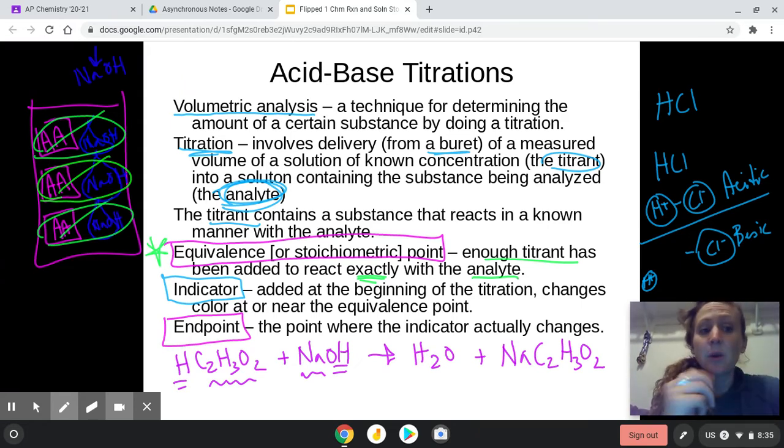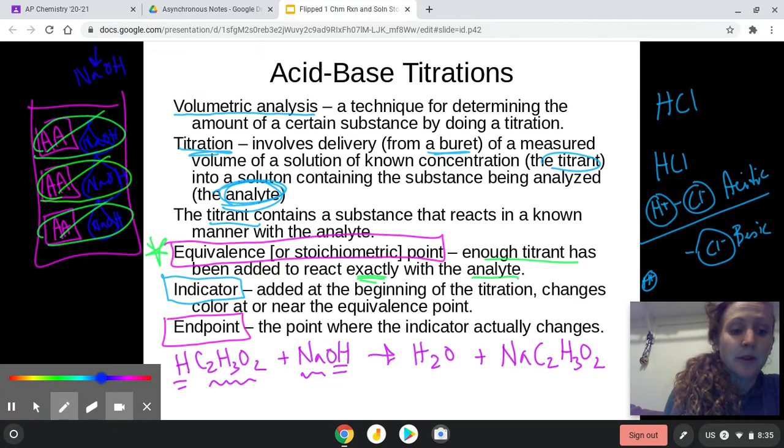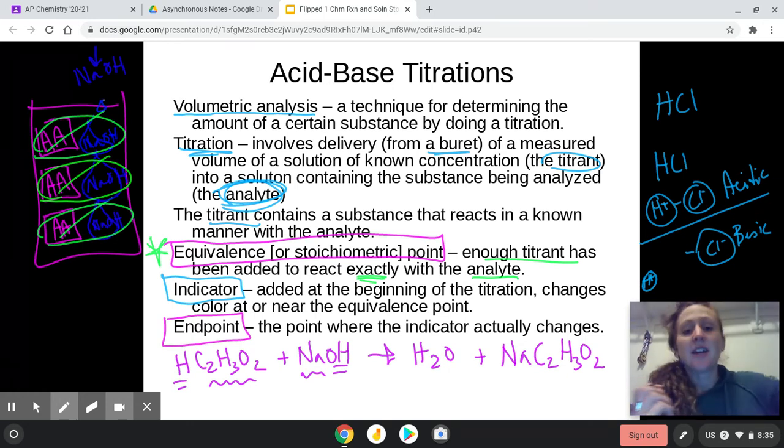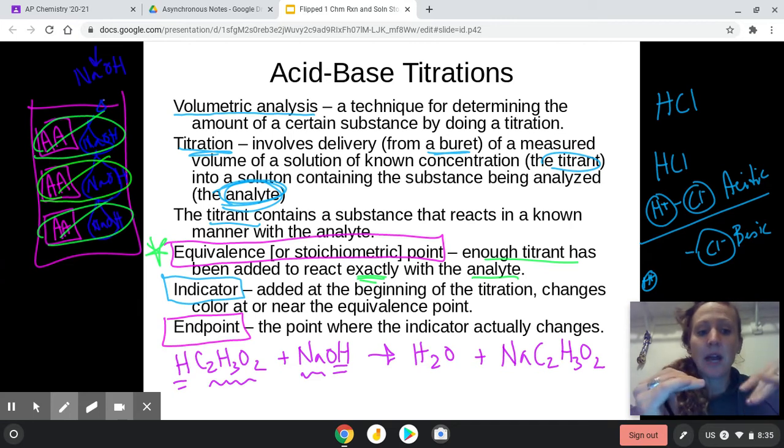And now at this point, if I add 1 more drop of NaOH, then my indicator flips from that acidic form to the basic form, turns from colorless to pink. Now the endpoint is a very similar point, because the endpoint is where the indicator changes color. Now we're going to design our experiment so that our endpoint matches our equivalence point, but they don't always match up.